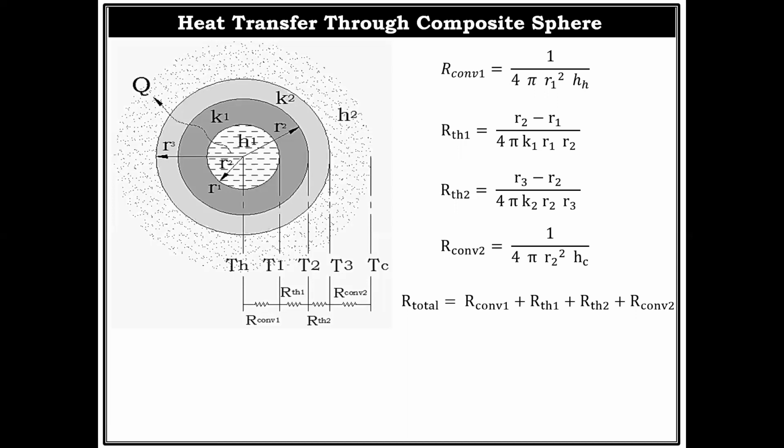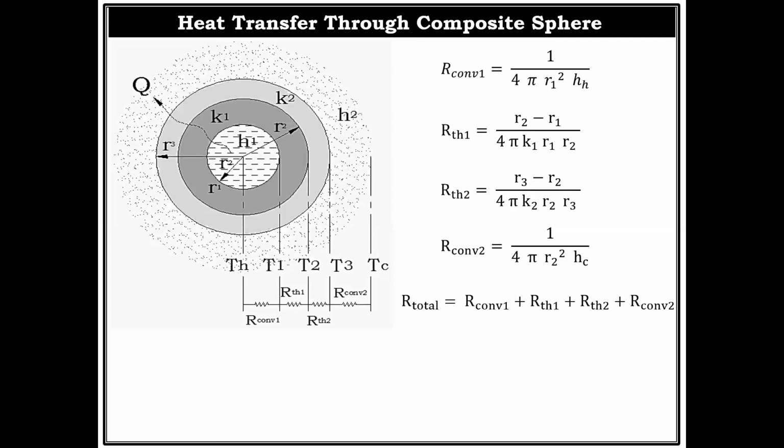Many students prefer to use the direct formula for R total, so they are not finding R convection 1, R thermal 1 and so on separately. They directly put R total equal to 1 upon 4 pi R1 square Hh, like that.